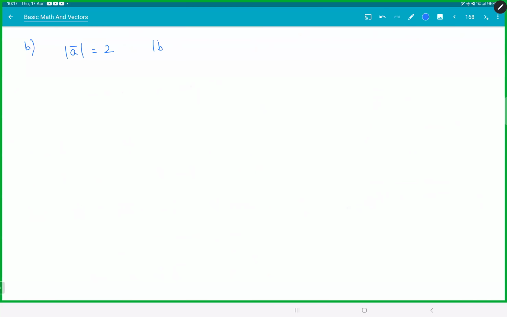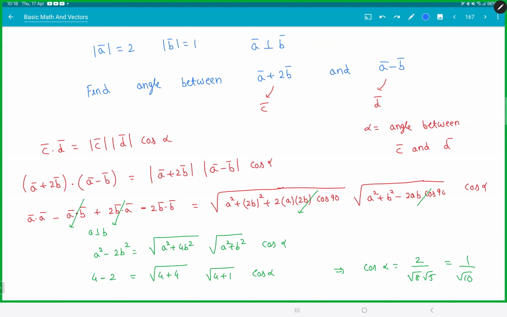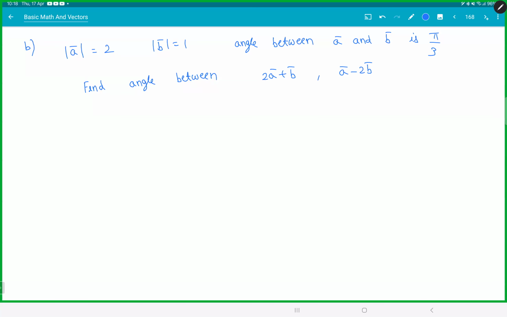So mod a bar is 1, mod b bar is 1. I'll keep the thing same. The angle between a bar and b bar is 60 degrees, pi by 3. There. Now a dot b won't be 0. So find the angle between 2a plus b bar and a bar minus 2b bar. Same question, I just changed the numbers a bit. Remember the process, you can assume them to be c bar and d bar, and do this. Now try. I'll give you 2 minutes. The idea is exactly the same.